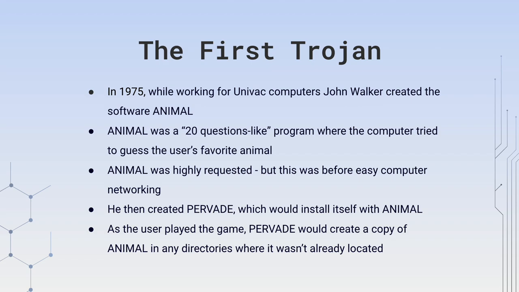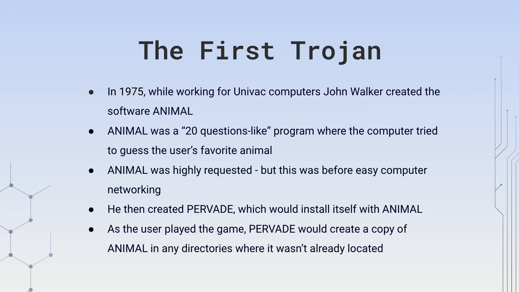In 1975, while working for Univac Computers, John Walker created the software Animal. This was part of a big slew of 20 questions-like programs. Specifically, Animal was a game where the computer tried to guess the user's favorite animal. Animal was highly requested by his colleagues and friends, but this was much before easy computer networking. In fact, they had to transmit it via magnetic tapes.